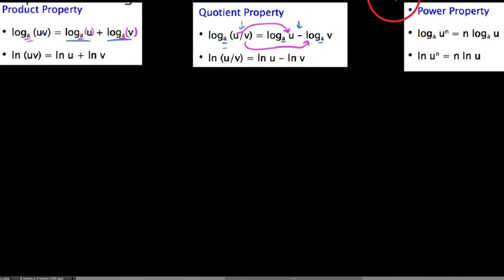And then our power property, which is probably my favorite property because it's really easy to do. We say log base a of u to the power of n. If I have an n out here, we're basically going to take this n and throw it out in front. And we get n times the log base a of u, where again, the bases stay the same.